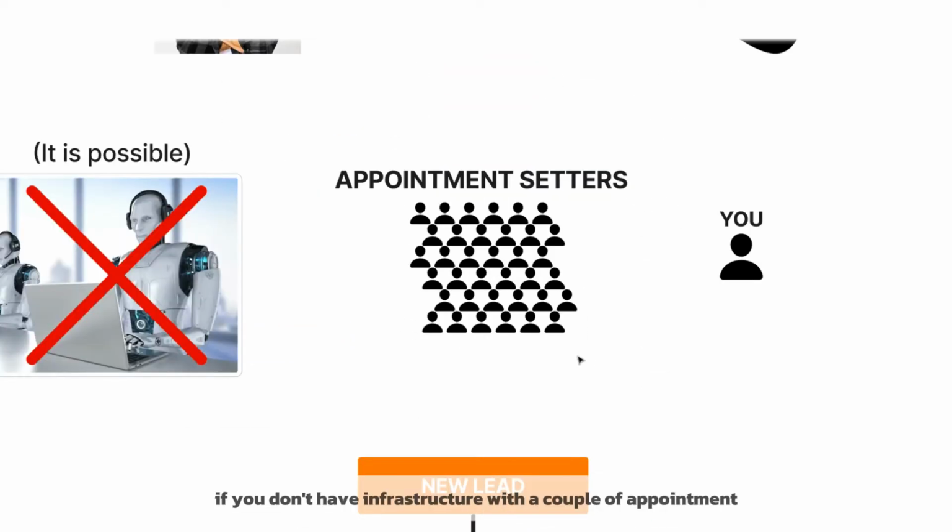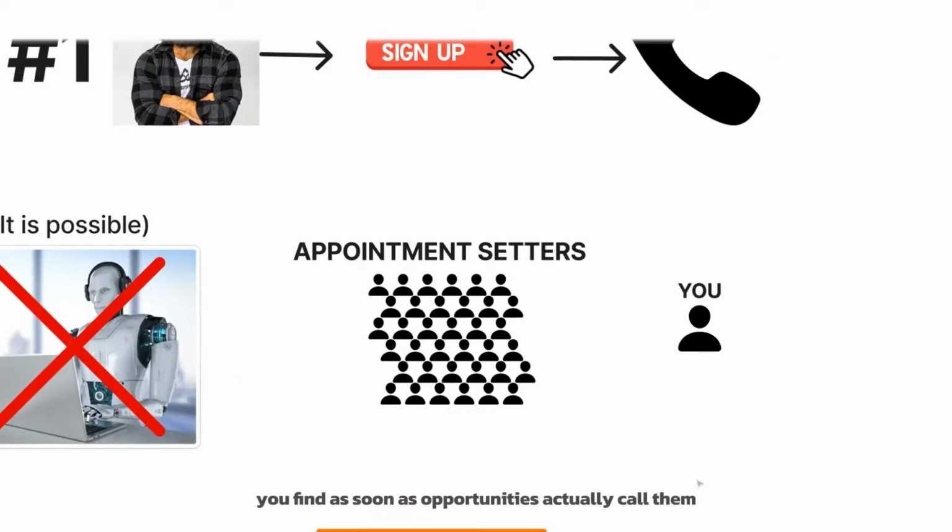Now, if you don't have an infrastructure with a couple of appointment setters that are ready to actually call your leads at any given time, it's completely fine. You can just send this message to yourself or create a task yourself. And you know at least that even if it's not 5 minutes, it won't be 2 hours. As soon as you get that message, you find the soonest opportunity to actually call them, and then you go ahead and book them in.